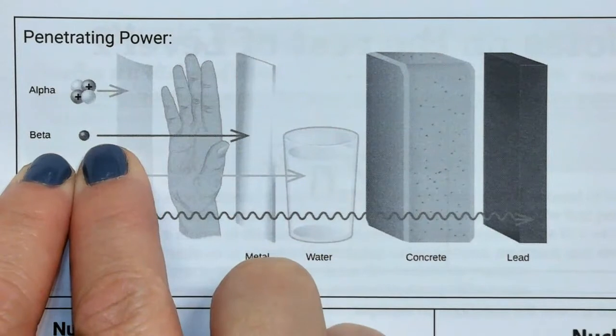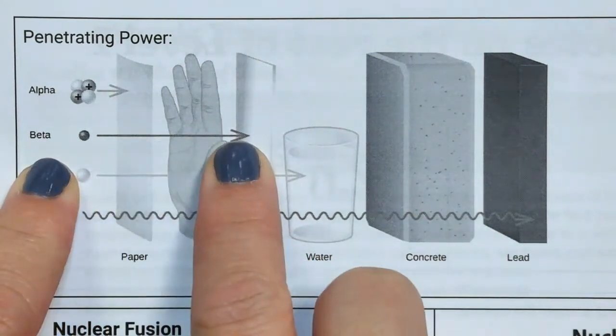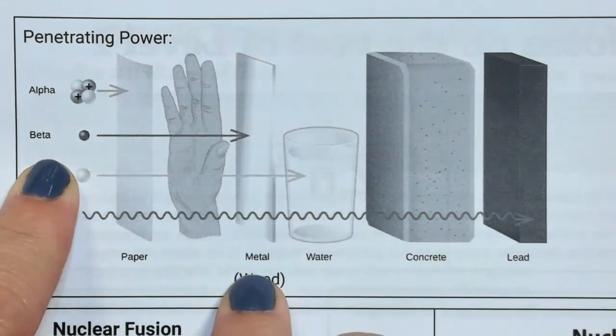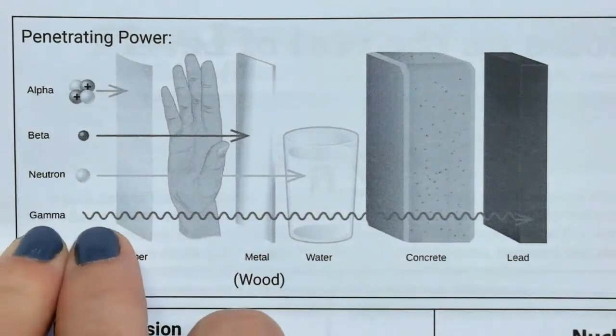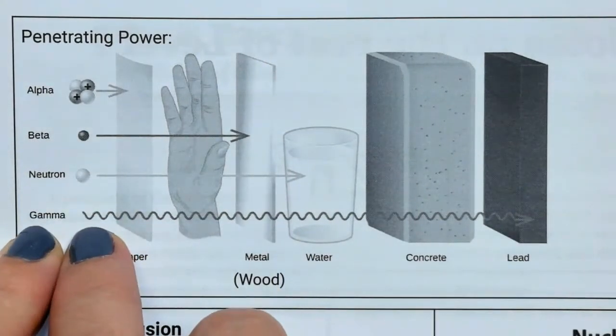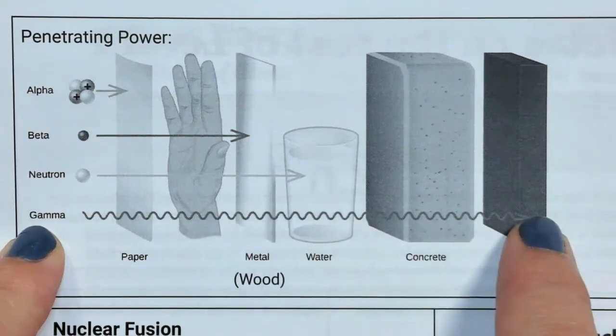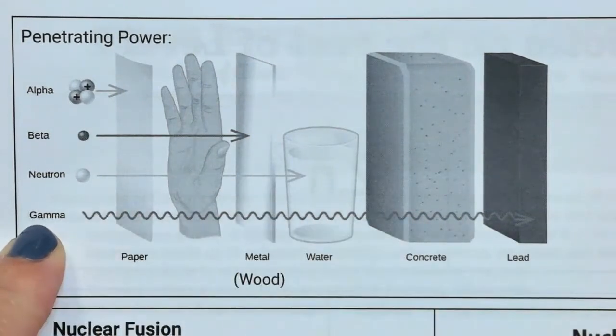Beta has a stronger penetrating power. It can go through paper, it can go through your skin. It's stopped by a sheet of metal like aluminum foil. And then gamma radiation has the most penetrating power. It can go through just about everything because it's basically pure high energy.